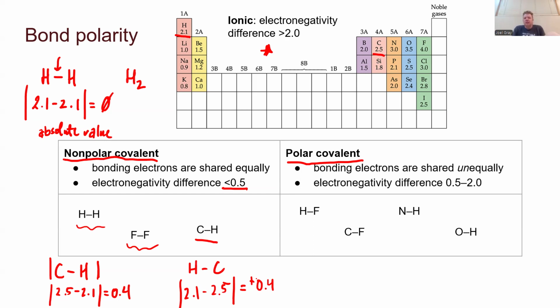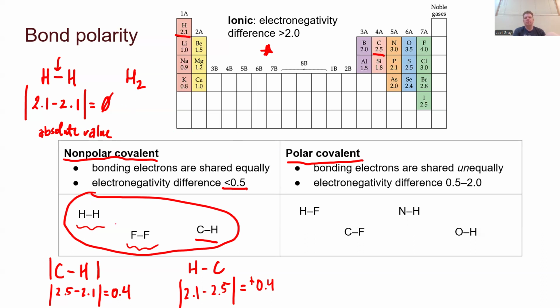So essentially what this tells us is that a carbon-hydrogen bond or a hydrogen-carbon bond, you can use those two terms interchangeably. The differences between those two, yes, they are different, but they are not so different that they go outside of the realm of being a nonpolar covalent bond. So these three that are indicated here are all examples of nonpolar covalent bonds.